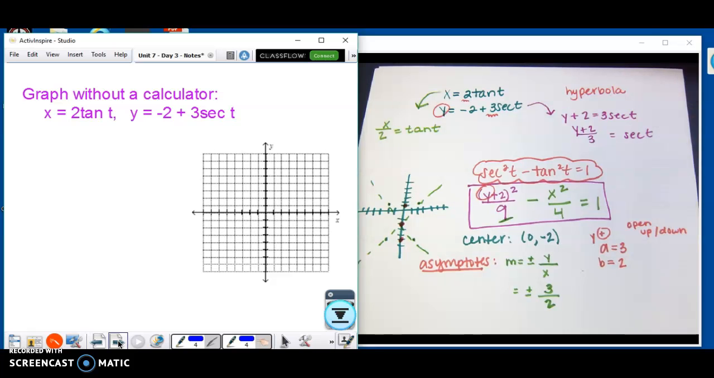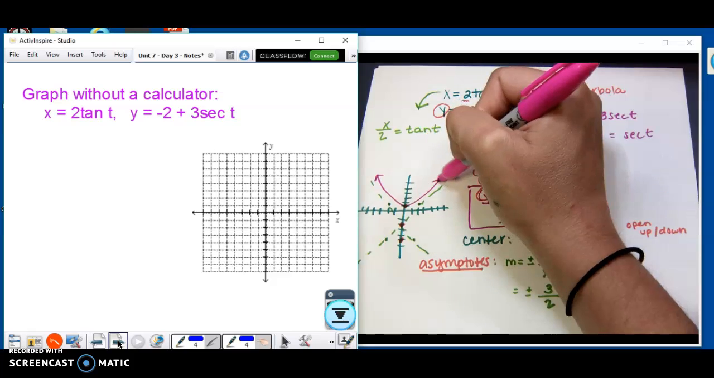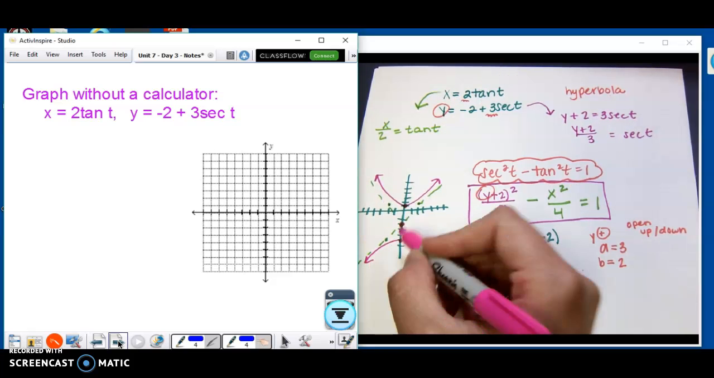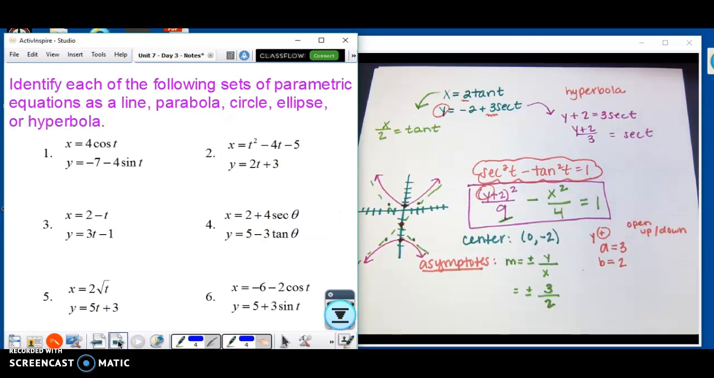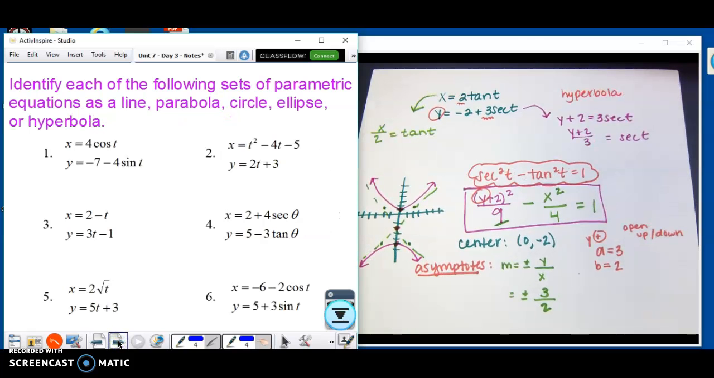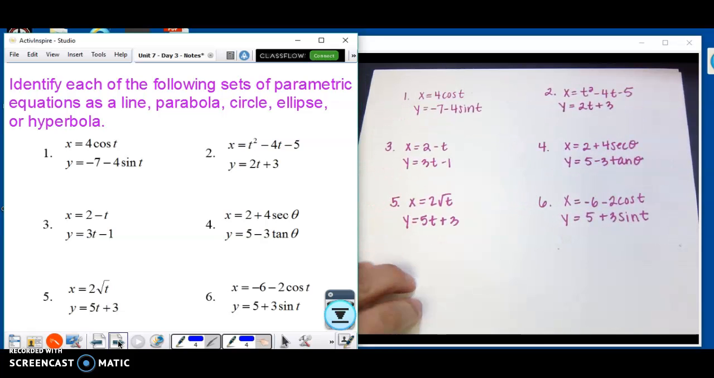So there's your asymptotes. So that way when you draw your two parabolas in a hyperbola, they can go really close to your asymptotes without touching. So there was your hyperbolas. And then on this last slide, we are just given a bunch of parametric equations, and we want to figure out if they are a line, parabola, circle, ellipse, or hyperbola without having to put them in rectangular form.